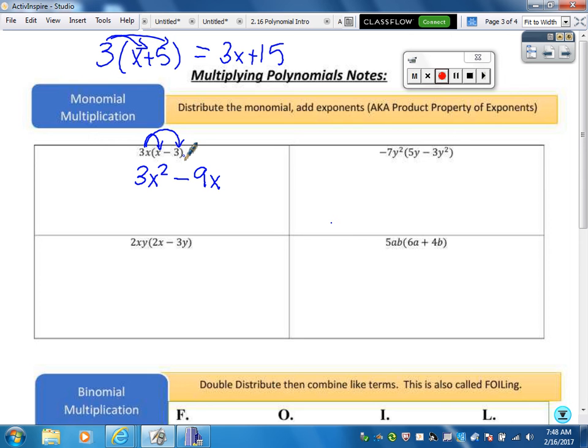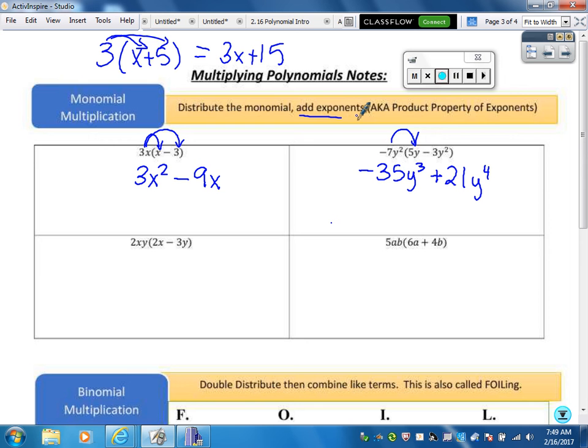Over here I've got that negative 7y squared, so I'm going to distribute that out. So a negative 7 times a 5 is a negative 35. If I have two y's here and one here, then I have 3 of them. Then I have a negative 7 times a negative 3, that's a positive 21. If I have two y's here and 2 here, then I have 4 of them. Again, adding your exponents, that is your product property.